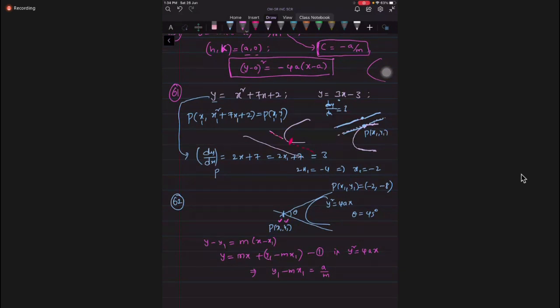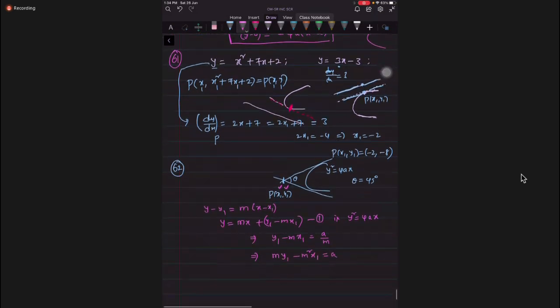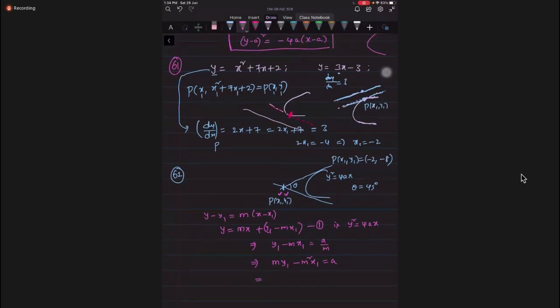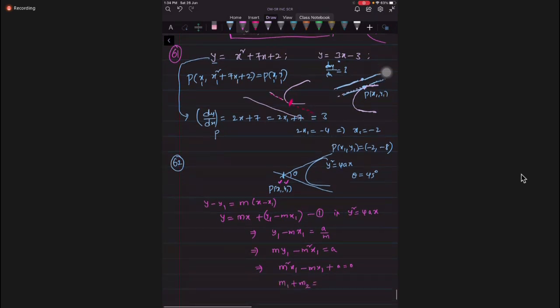Okay, now I'm taking the quadratic, students. In circles also we did the same condition. So what is this answer, students? Above question 61, all of you understand, right? So m square x1 minus m y1, I'm sending all the values to that side, which is equal to a. It is a quadratic equation in terms of m, right? So sum of slopes is y1 by x1. Product of slopes is a by x1.